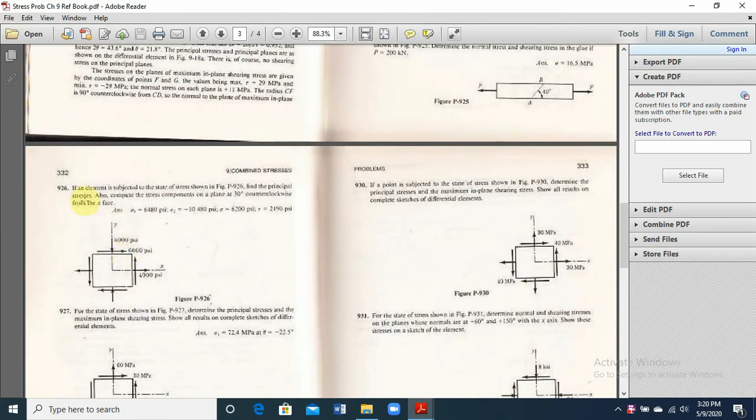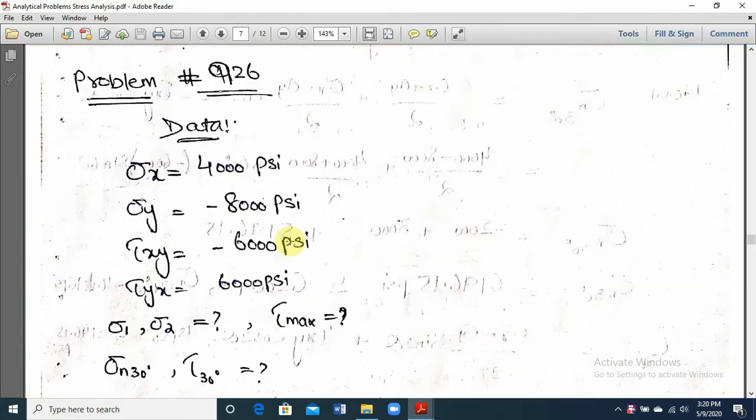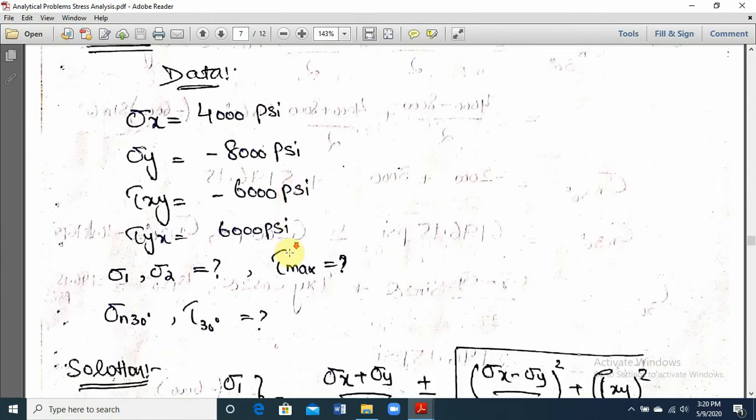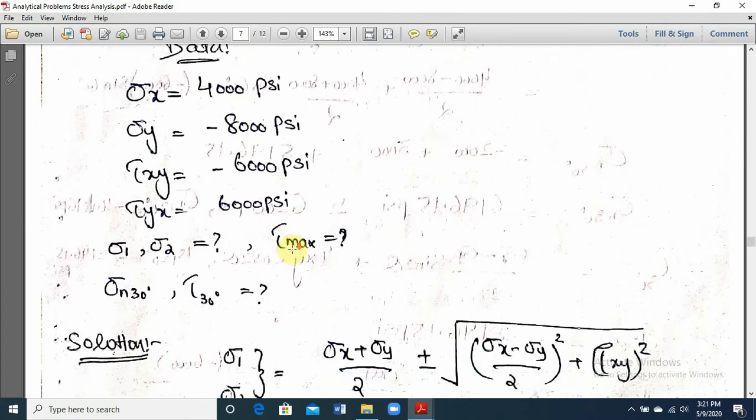It states that if an element is subjected to the state of stress as shown in the figure, find the principal stresses. Also compute the stress components on a plane at 30 degrees counterclockwise from the x-axis. So you need to determine the principal stresses, the maximum in-plane shearing stress, and the normal and shear stress at an angle of 30 degrees counterclockwise from the x-axis. For this you need to first find the principal stresses.